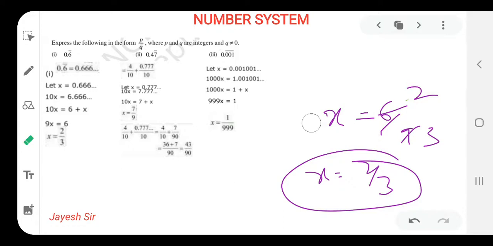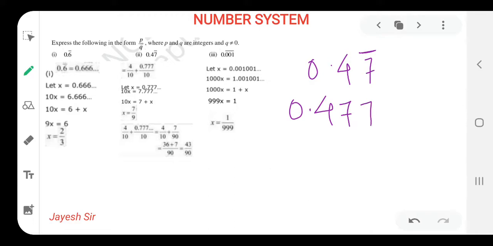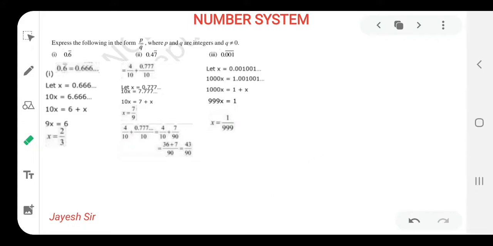So let us begin with the second sum for the day. The second sum that we are going to learn over here is 0.47 bar, friends. Now here what is to be said? Only 7 keeps on repeating itself. 4 does not repeat. That means only one number, 7, is repeating. That means the number multiplied should be 10 only. I hope we have to keep this in mind, and this should be clear with you.